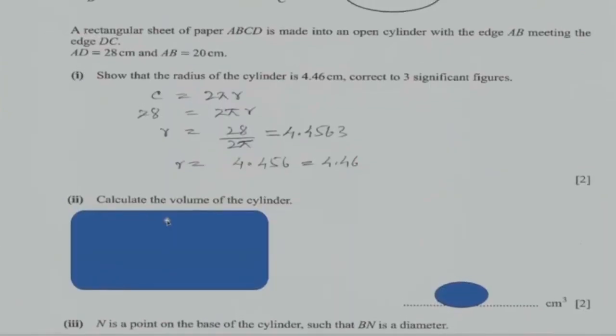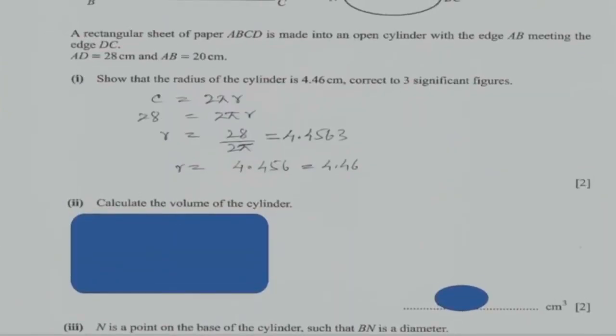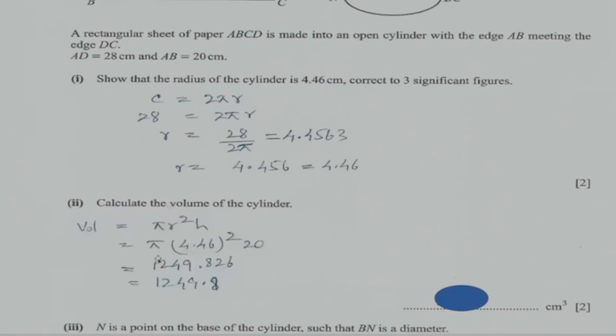Calculate the volume of the cylinder. We know the volume of a cylinder is pi r squared h. So pi times r squared, where r we know now is 4.46, squared, times h, which is 20. The volume is 1249.8, approximately 1250.